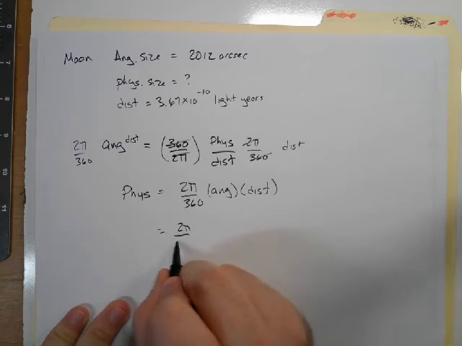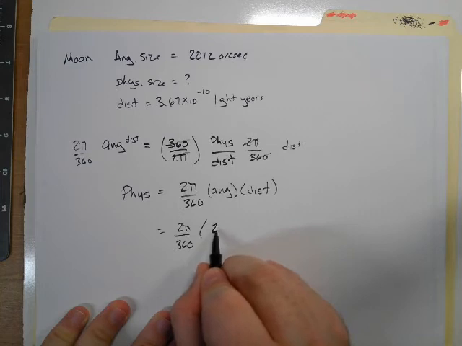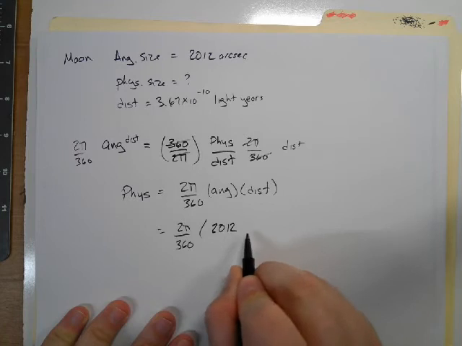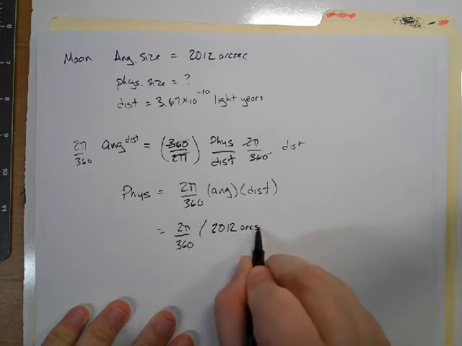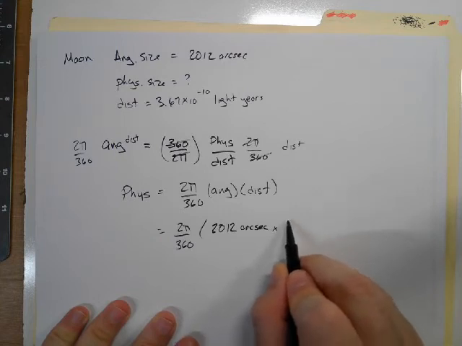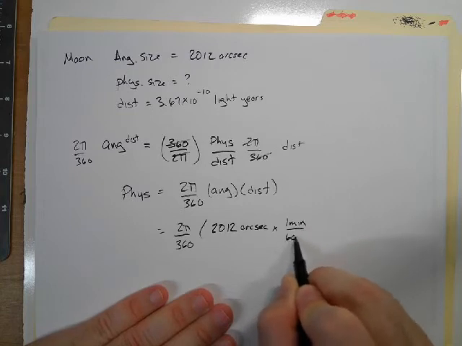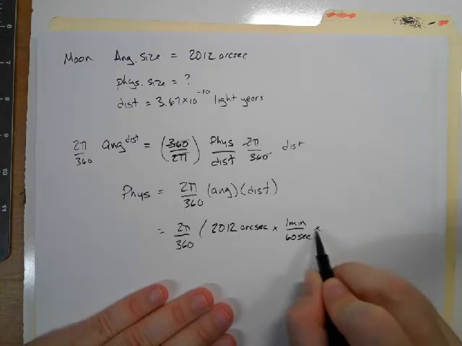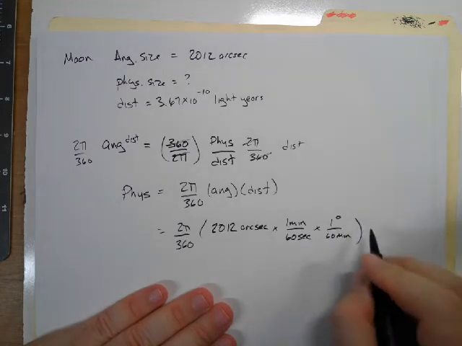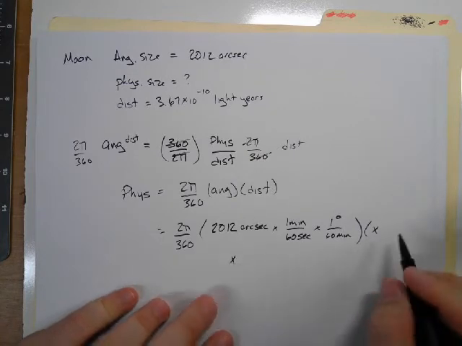2 pi over 360. Our angular size is, well, we're going to have to convert this. 2012 arc seconds times, and then we want to know how many, so we'll have 1 minute. So what we want is 60 seconds times 1 degree is 60 minutes. And then we're going to put in our distance. So I'm just going to put an X here. All right, so this continues on.